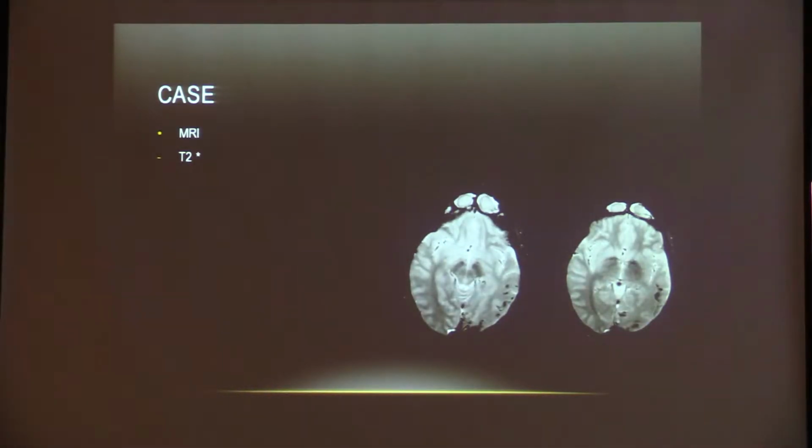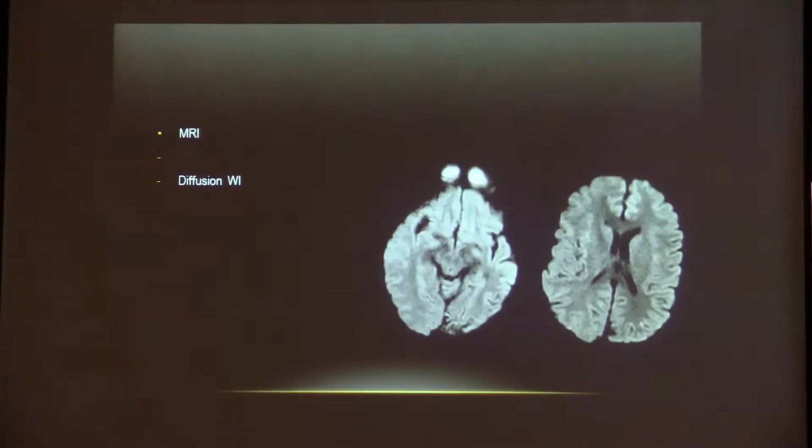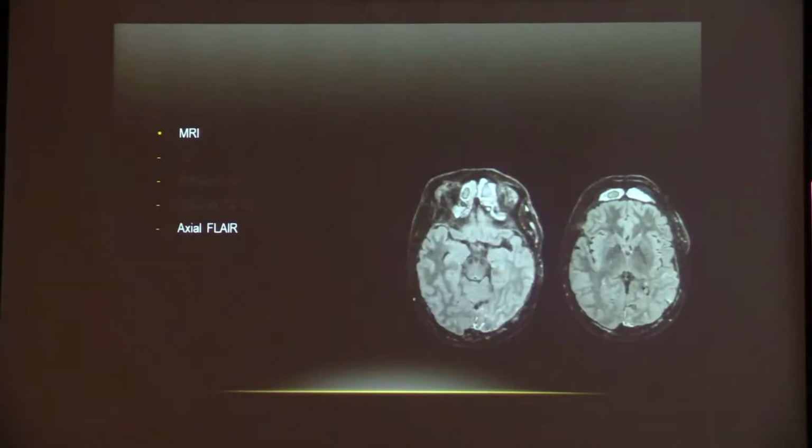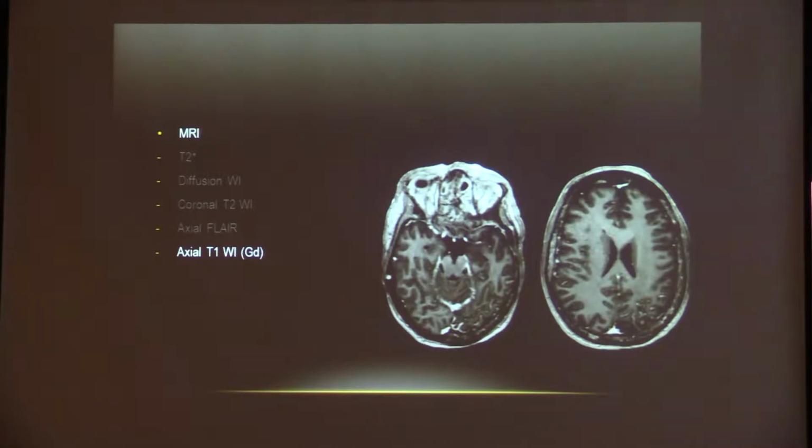And this is the MRI with the T2 star sequence. Oops, sorry, maybe I'm going too fast. The diffusion weighted sequences. The coronal T2 weighted images. And the axial FLAIR. And the axial T1 weighted images with injection of gadolinium.